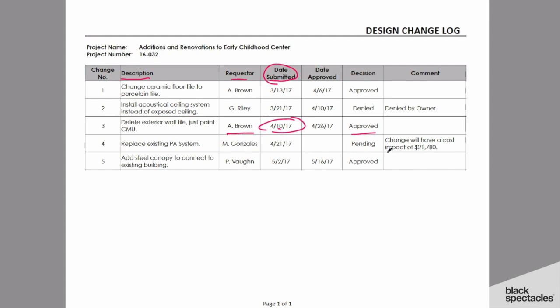And then in the comment column, you'll see on this example here, the change will have a cost impact of $21,000. Well, it's pretty unusual for somebody to know that kind of number early on in the process. That's something that comes down the road with change orders and conversations about, well, if we don't do this, if we do that, how much will that cost? So sometimes that kind of information will get put into this if you happen to have it, but often you don't have that information until much later, and so it's not likely for it to get in here.